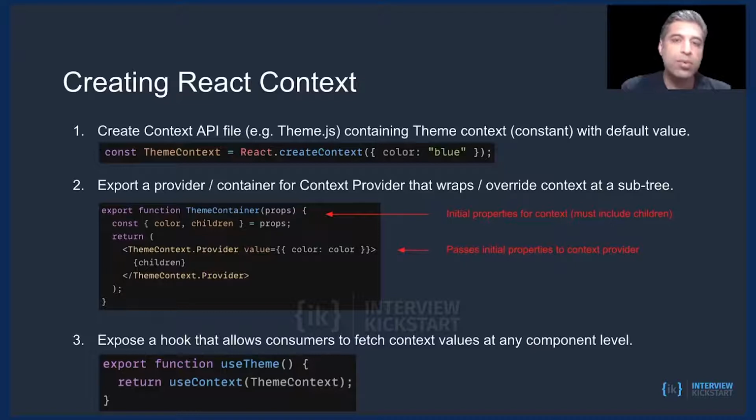The final step is to expose a hook that allows the consumers of your API, aka any of the components in your visual tree, to fetch this context value at any component level. In the example here, we're using the useContext function from React, passing in our theme context to retrieve the value of context at a particular level in the visual tree.